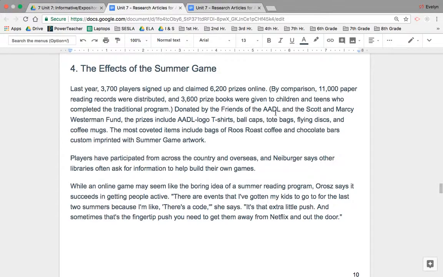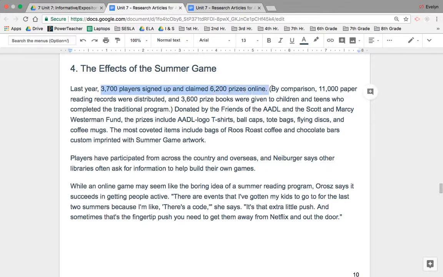Donated by the Friends of the AADL and Scott and Marcy Westerman Fund, the prizes included AADL logo t-shirts, ball caps, tote bags, flying discs, and coffee mugs. The most coveted items include the bags of Rust Roast coffee, and chocolate bars custom imprinted with summer game artwork.